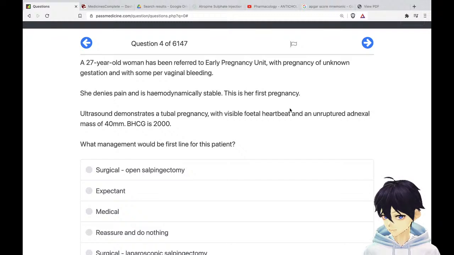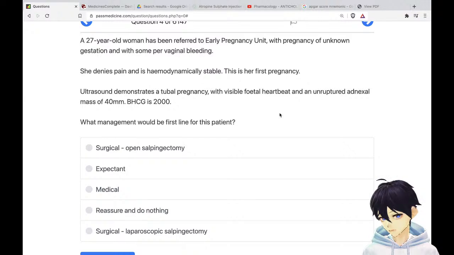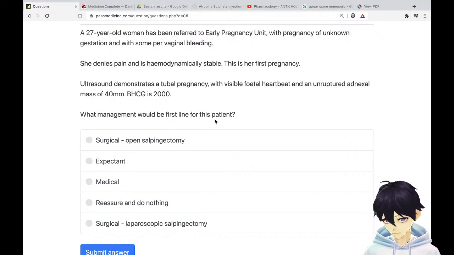A 27-year-old woman has been referred to the early pregnancy unit with a pregnancy of unknown gestation and with some per vaginal bleeding. She denies pain and is hemodynamically stable. This is her first pregnancy. Ultrasound demonstrates a tubal pregnancy, with visible fetal heartbeat and an unruptured adnexal mass of 40 mm. Beta HCG is 2000. What management would be first line for this patient?